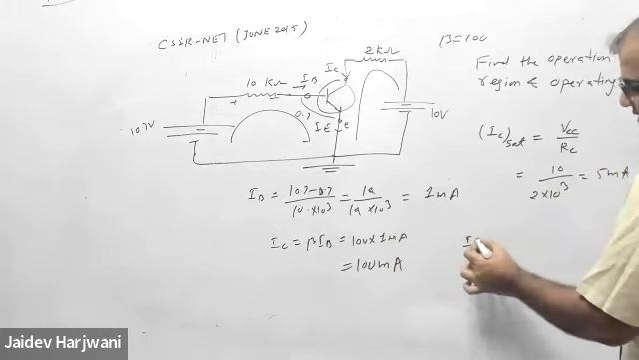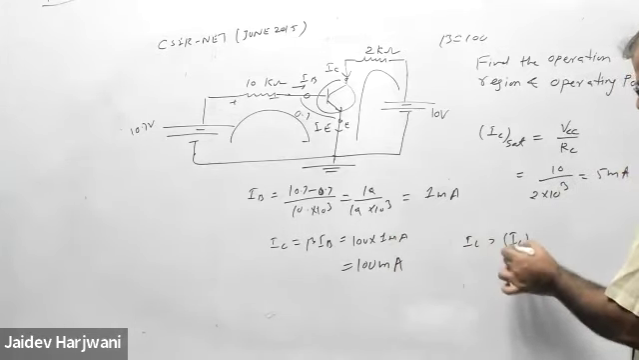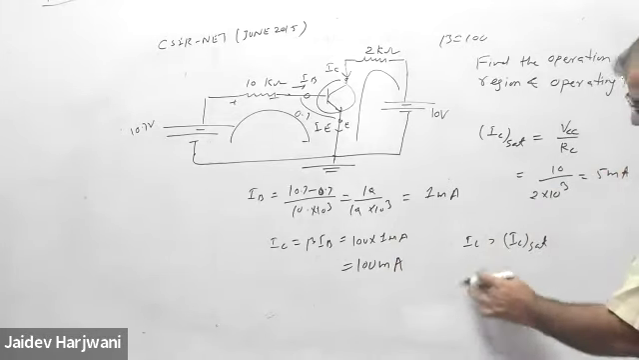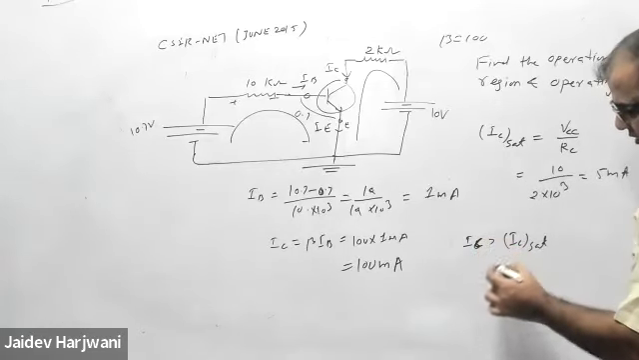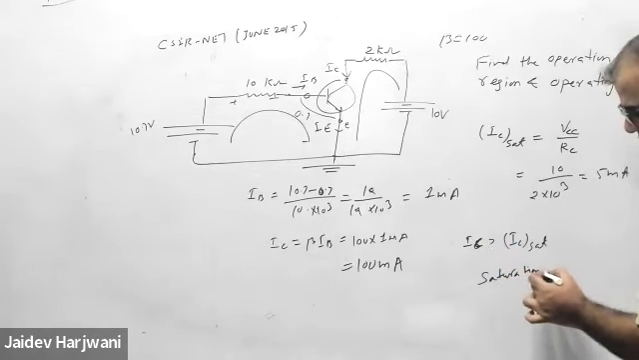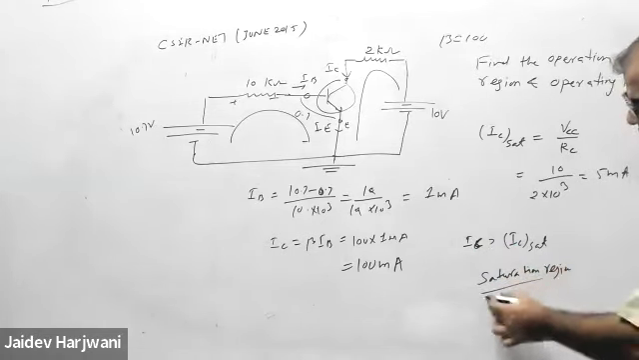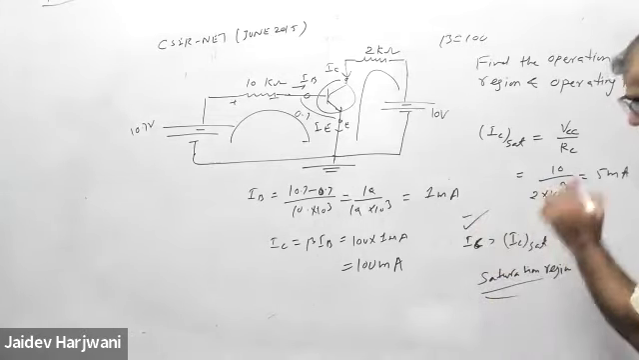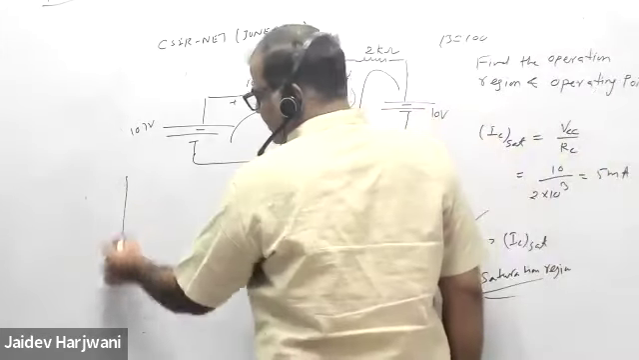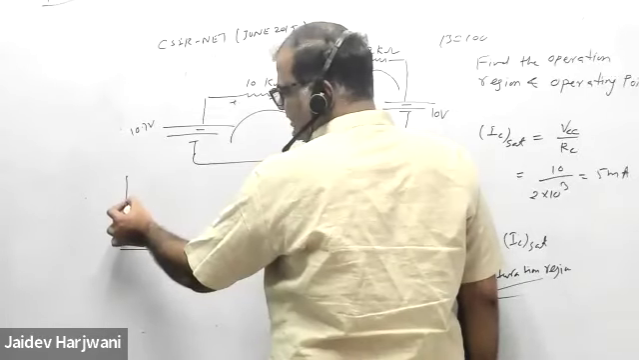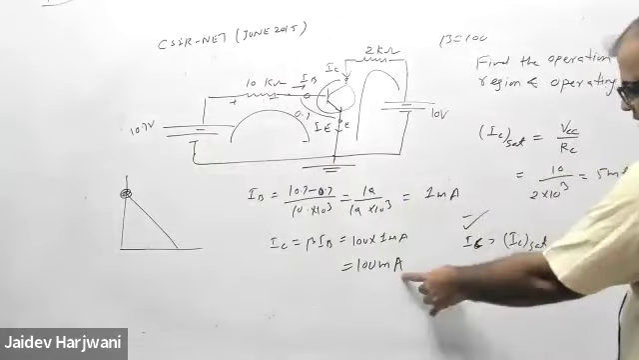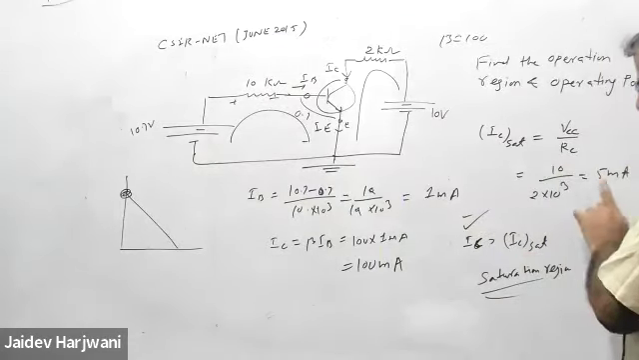Now my IC is greater than IC saturation. That means this is the saturation region. Now IC cannot be greater than IC saturation. So the maximum current that can flow in the circuit is what? Maximum current, how much can flow? 5 milliampere. So this is not the actual value. The actual value is 5 milliampere as saturation.